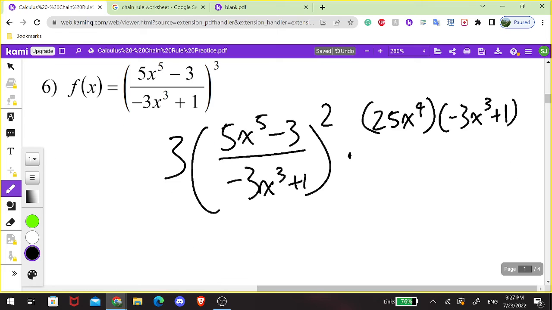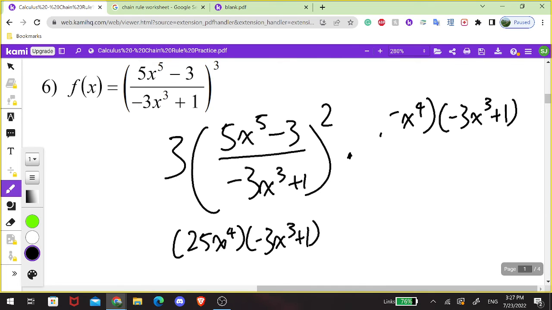I'm out of room, so let me just rewrite this over here. This is multiplied by 25x to the fourth times negative 3x cubed plus 1. Now we need to multiply by, let me erase all this first.